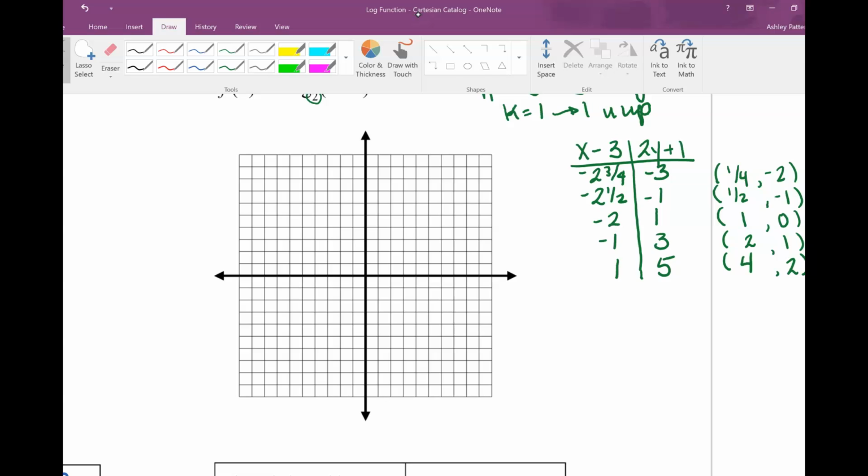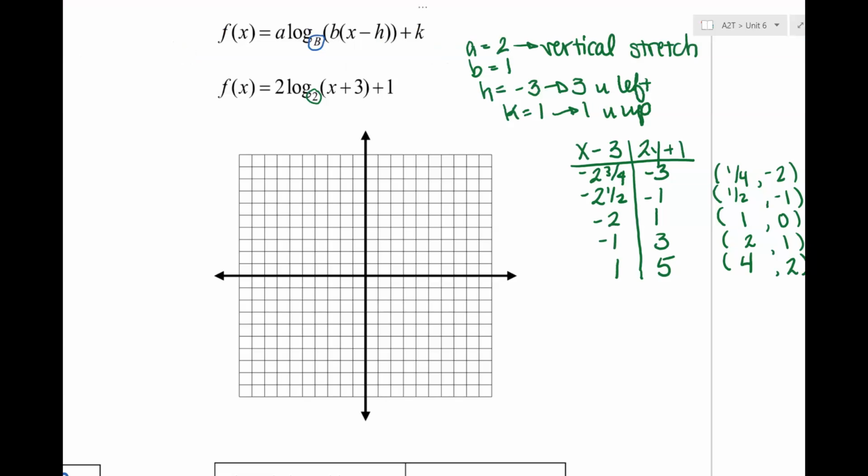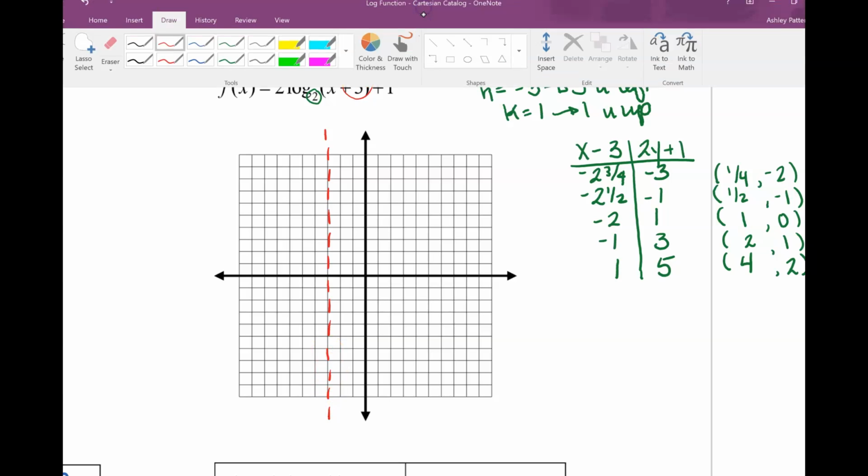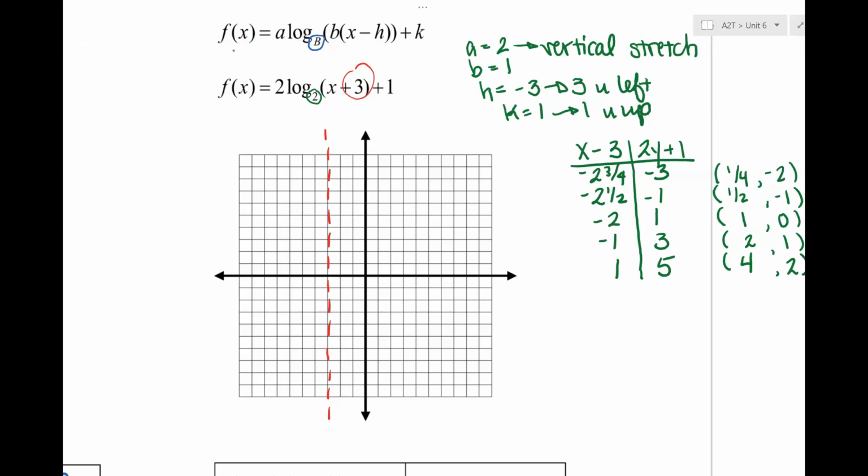So, in the exponential function, we saw that the horizontal asymptote was affected by the k value. Here, it's going to be affected by the h value. So we're going to have a vertical asymptote at -3. Sorry, guys, I said horizontal; it's vertical, at -3. And then we'll graph. So -2 and 3/4, -3.